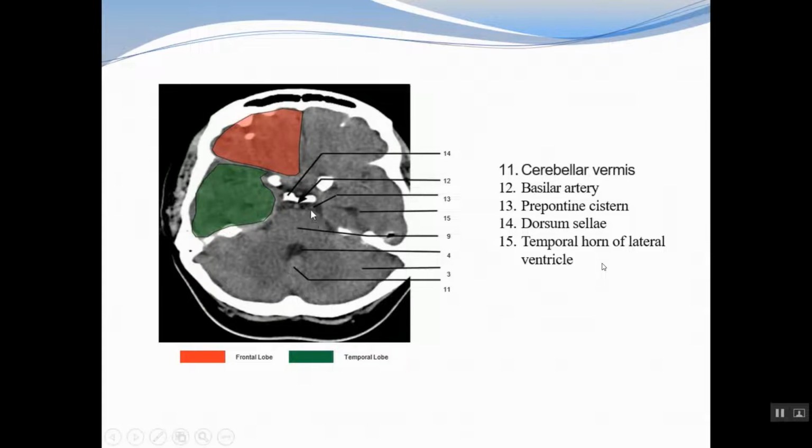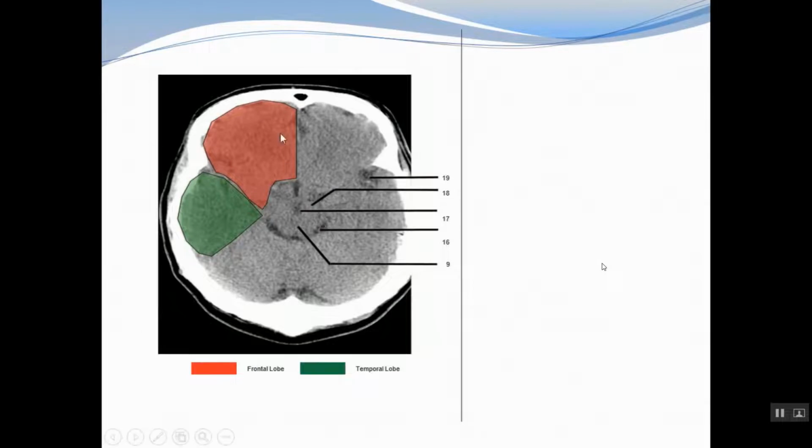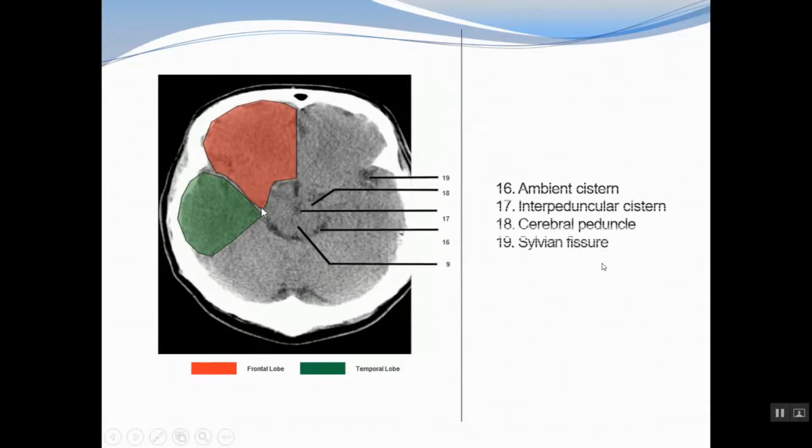Here, this is the cerebellar vermis, basilar artery, dorsum sellae, prepontine cistern. This is the prepontine cistern, and this is the dorsum sellae, and this is the temporal horn of the lateral ventricle. Frontal lobe, temporal lobe, and next you see the ambient cistern.